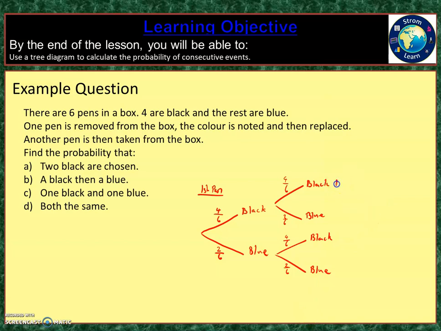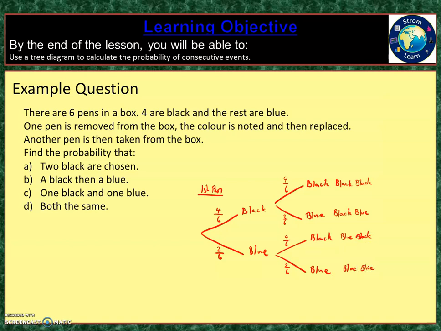This is going to take a while, but I'm just going to write at the ends here all the different outcomes. So the first one is black, black, because it's going across the top of both the branches. So black, then black. Next one is black, then blue. Then we've got blue, then black, and then we've got blue, then blue.